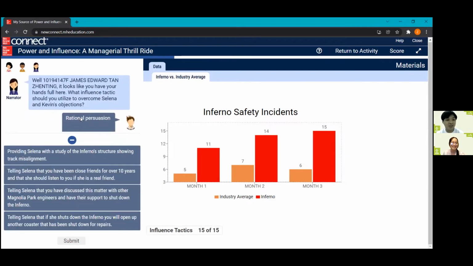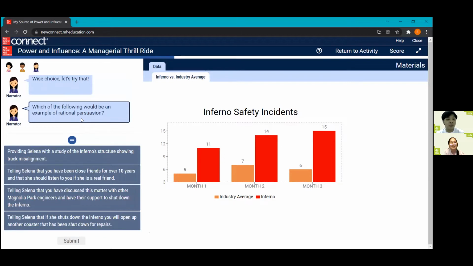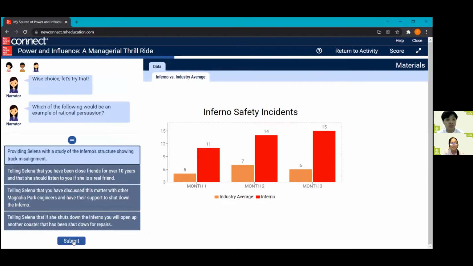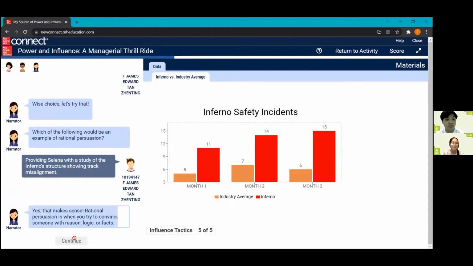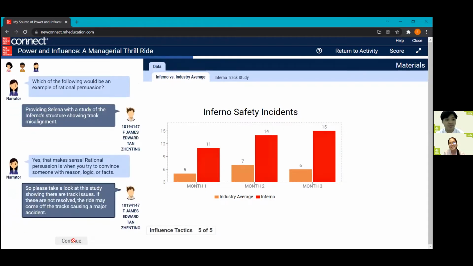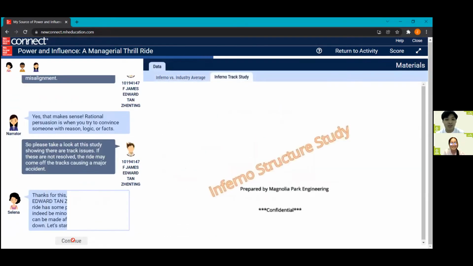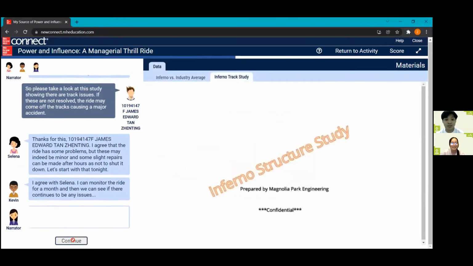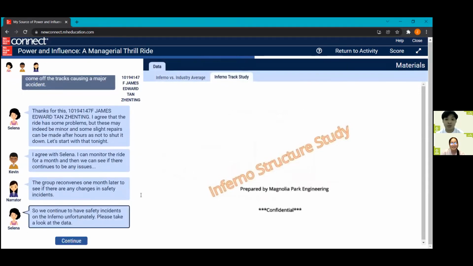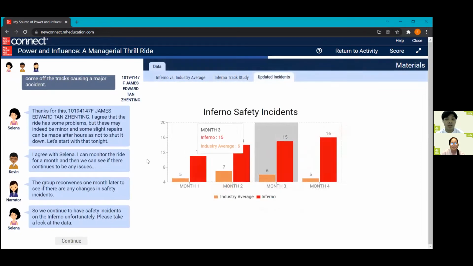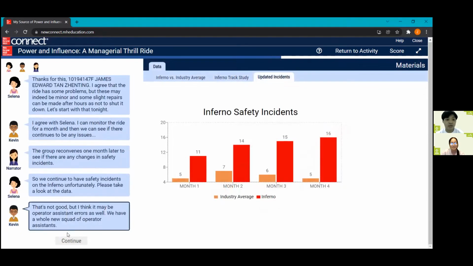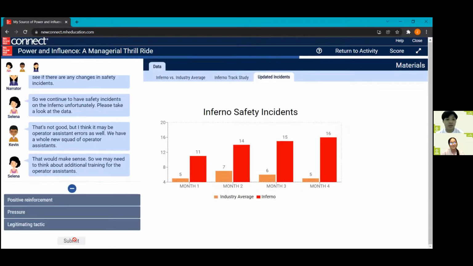Thank you. So which of the following would be an example of rational persuasion? This is rational persuasion. I believe it's providing Selena with a study of the Inferno structure showing track misalignment. Yes, that makes sense. Thank you. So you see as it progresses, more context is given, and you see here, this is the Inferno structure study. So here's the data. So you can see, yep, here's more experience.